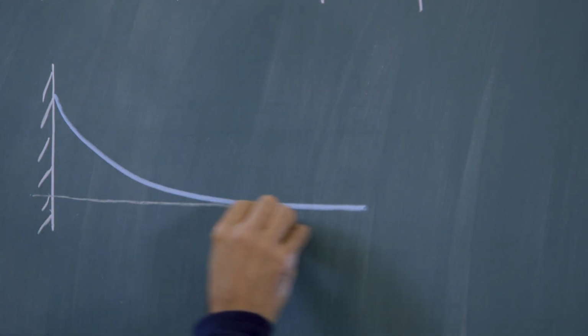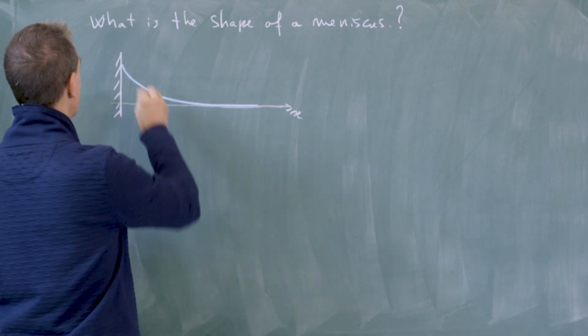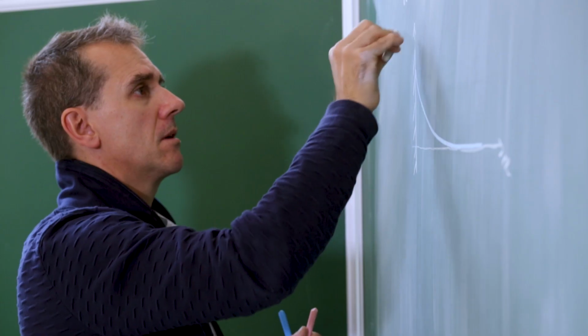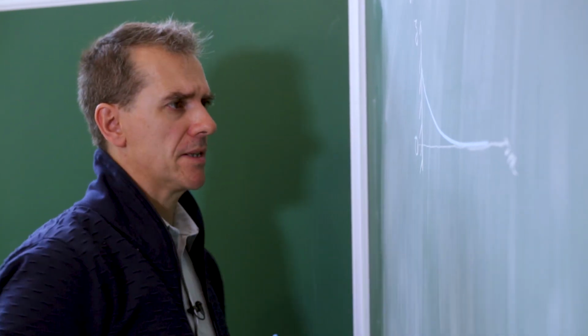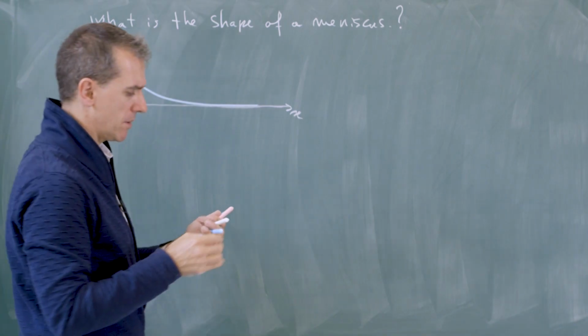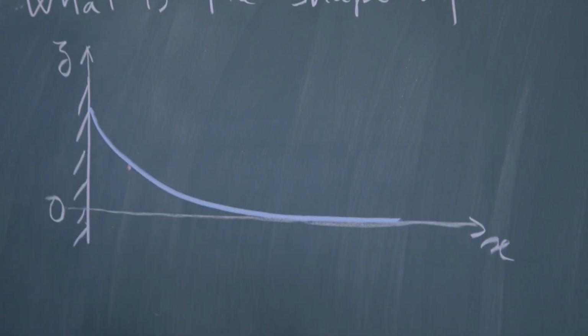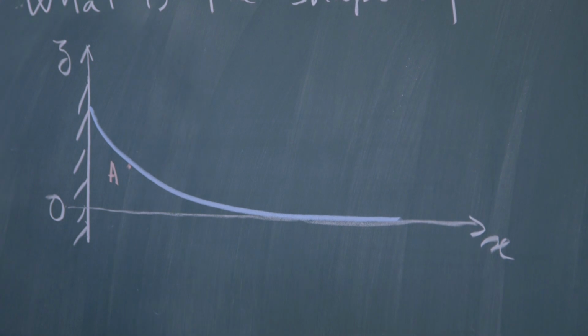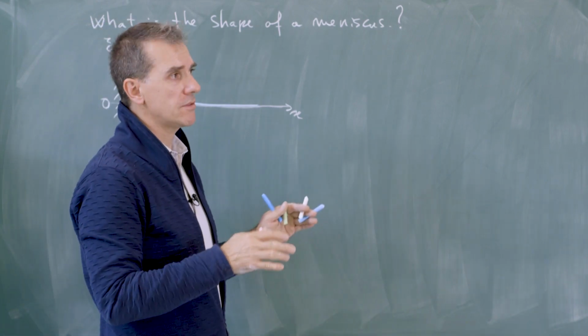So for this, we are going to define the distance from the wall as x, and the vertical distance z. 0 will be here. And to discuss the shape, we are going to take a point just behind the interface. We call this point A. And we are going to evaluate the pressure at this point through two different paths.